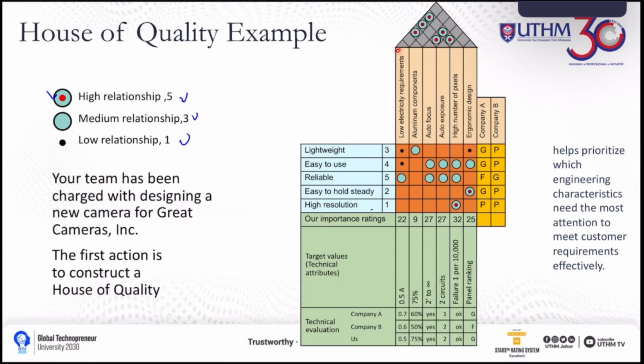So for example, low electricity, so they have a strong relationship with the autofocus. So low electricity have a high relationship with the auto exposure. Low electricity requirement having a high relationship with the high number of pixel. So they tick 3 part here. Aluminium component, they don't have any interrelationship.